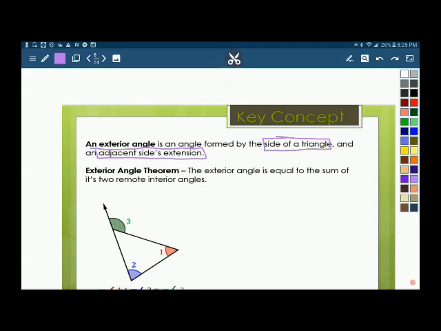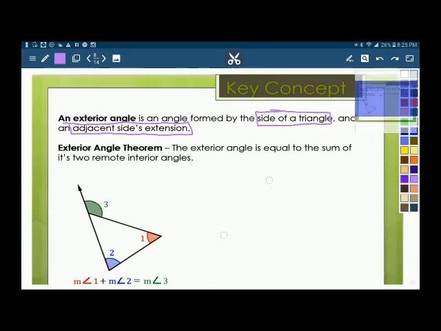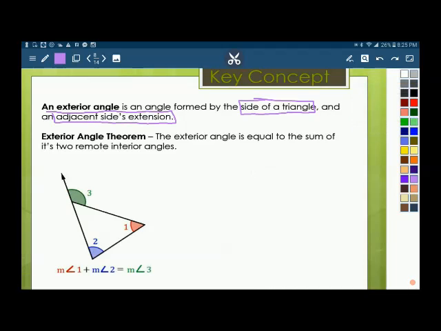A lot of students accidentally mix up an exterior angle when it's made up of two extensions, but it has to actually be connected to the triangle itself, like angle 3. Notice how this is an extension, and then this is the side of the triangle itself forming that angle. If I created another extension, this would not be an exterior angle. So I'm just going to put a little note there, not an exterior angle. It's on the outside of the triangle, we just don't call it specifically by definition an exterior angle.